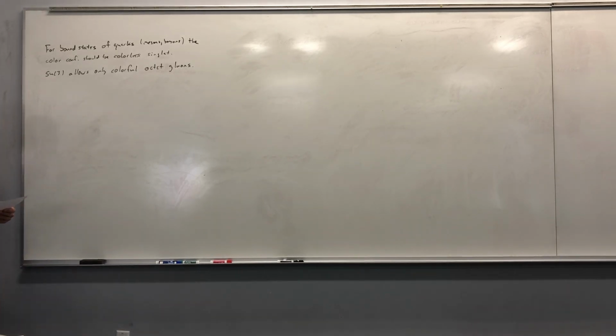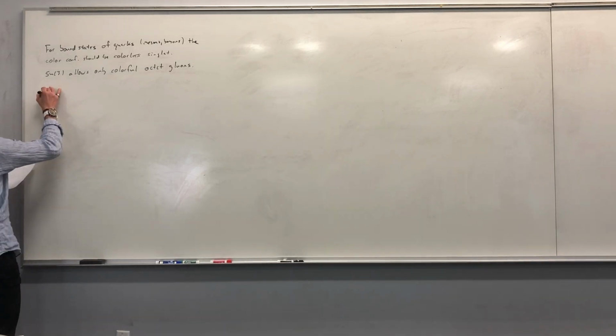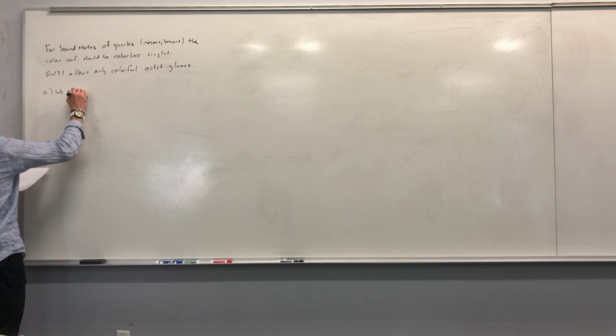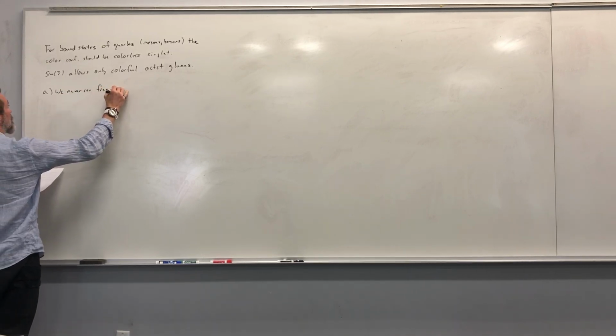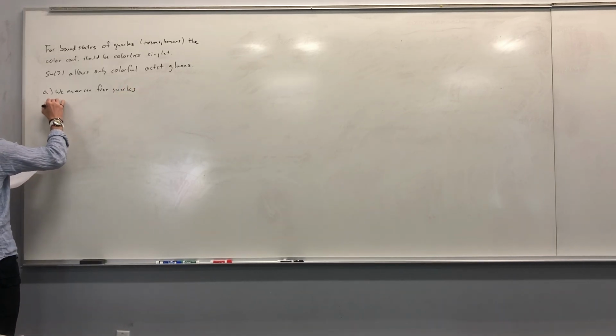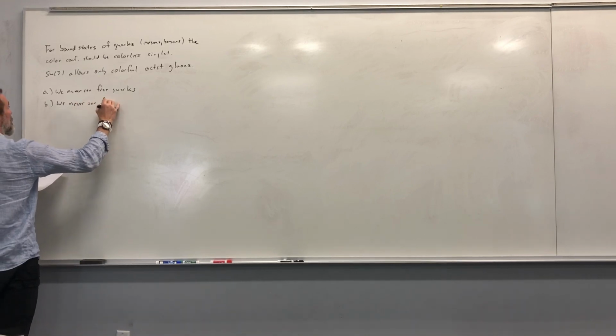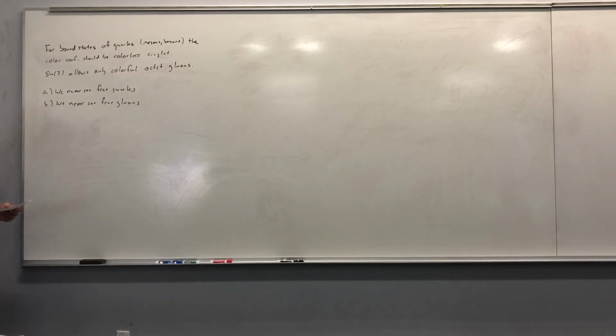Now let's actually compare this to what we see in an experiment. In an experiment, A, we never see free quarks. And B, we never see free gluons. So it turns out you can slam things together as hard as you want. You can never break a meson up into a quark and an antiquark separate. You can never do an experiment where a gluon comes out. Gluons will always play these virtual roles, largely. Okay. Why is that the case?